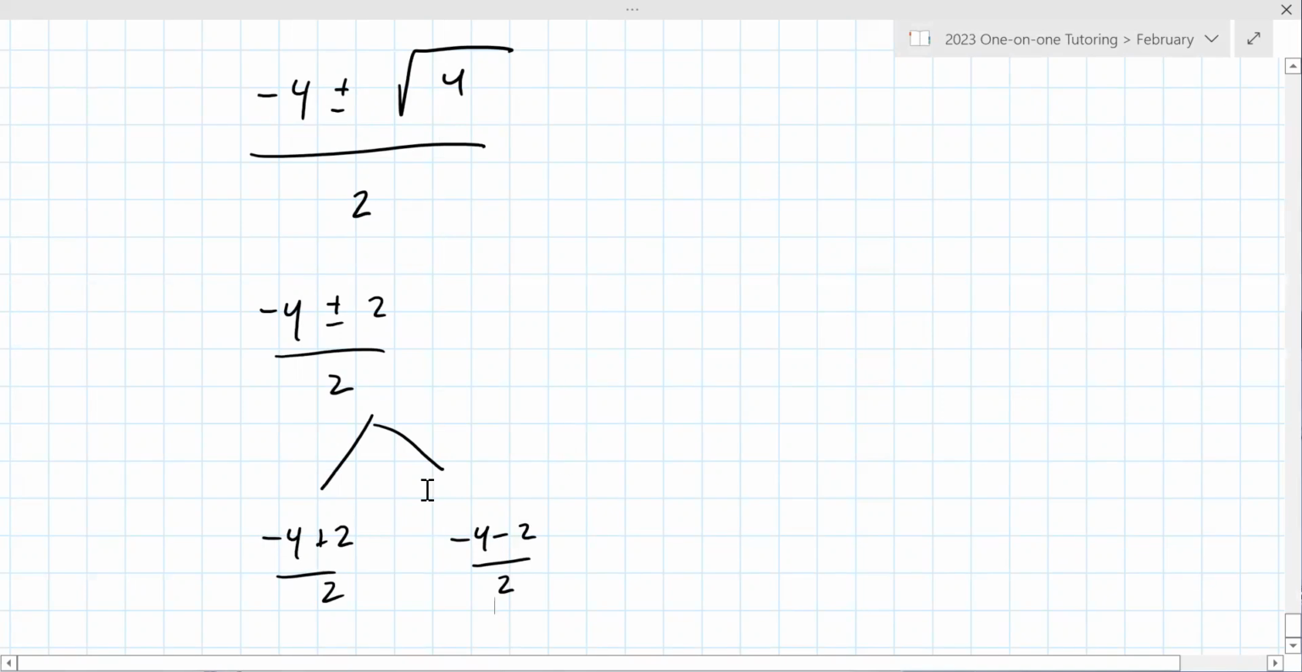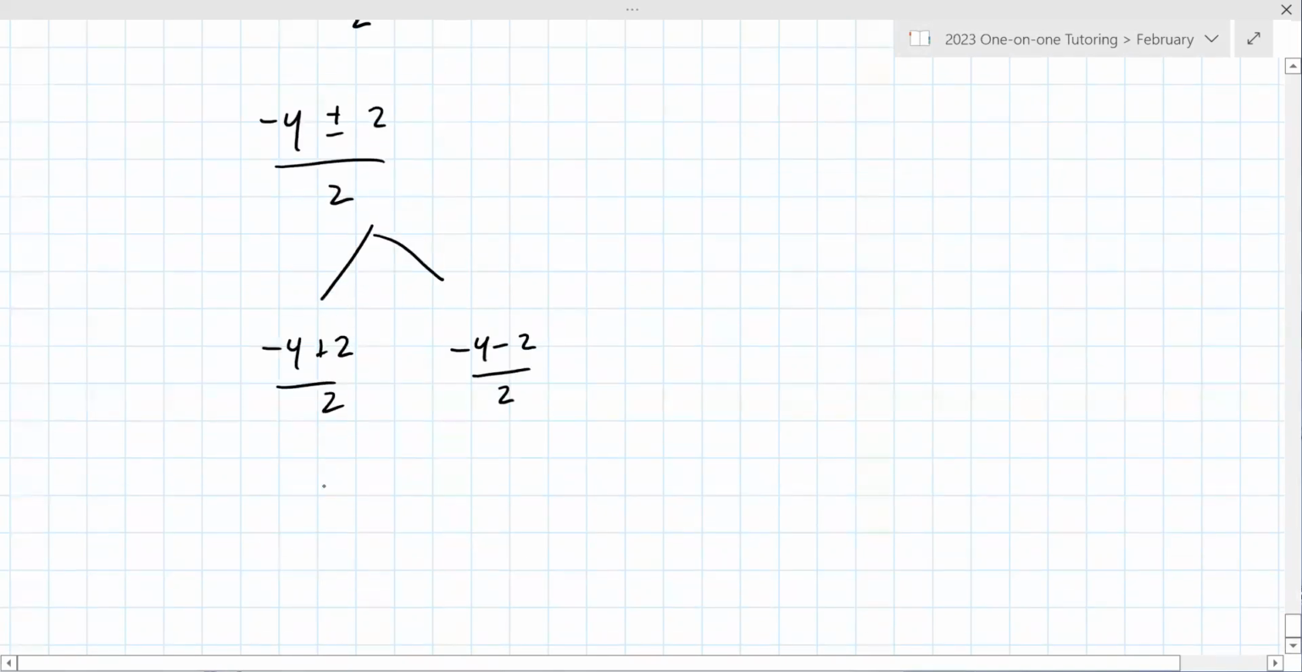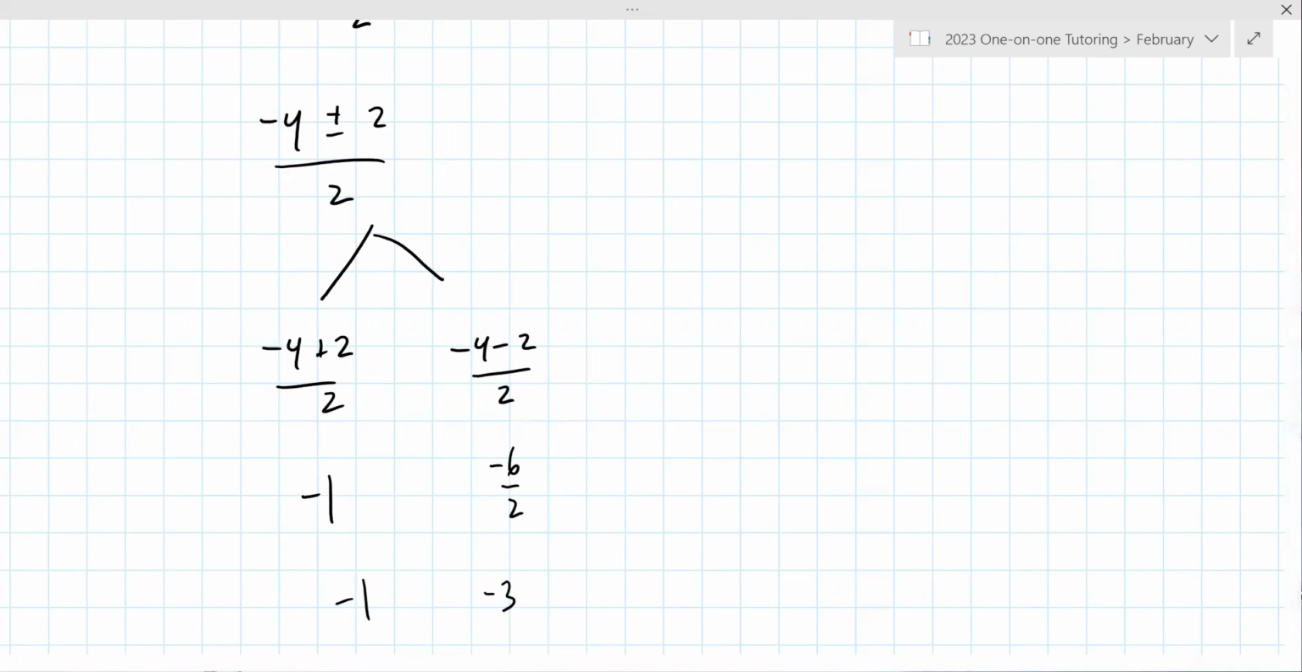-1 is the first one. Good. And the second one: -4 minus 2 is -6, so -6 divided by 2 is -3. Sorry, yeah, -3. Okay. All right, so we're going to stop right here.